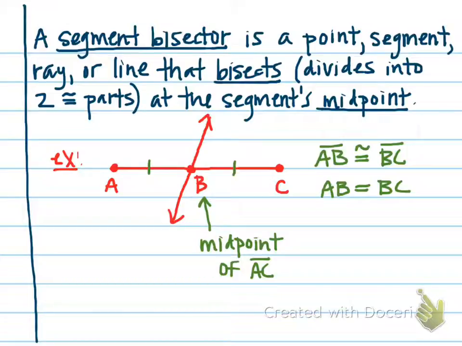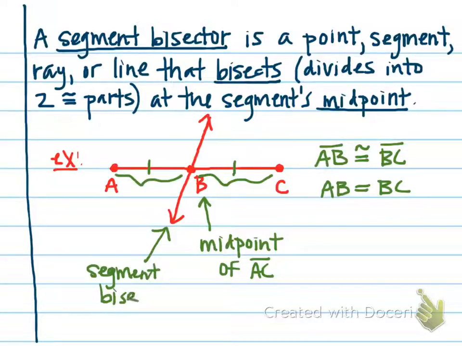So on some of the proofs in this section, you will be trying to prove midpoints, and you can do that by showing that this part and this part are congruent. If you can make that statement, then you could say that B is the midpoint by definition of midpoint. This line right here, this is the segment bisector. Remember, a segment bisector is anything that cuts another segment in half. It can be a ray, a line, a point, or a segment.